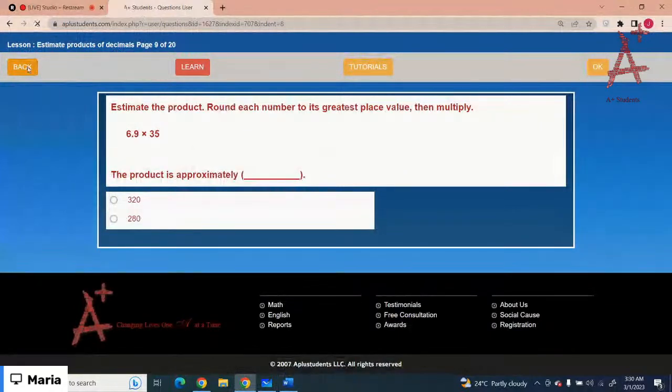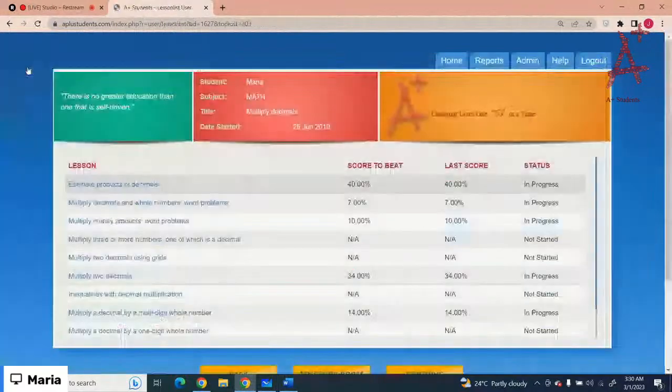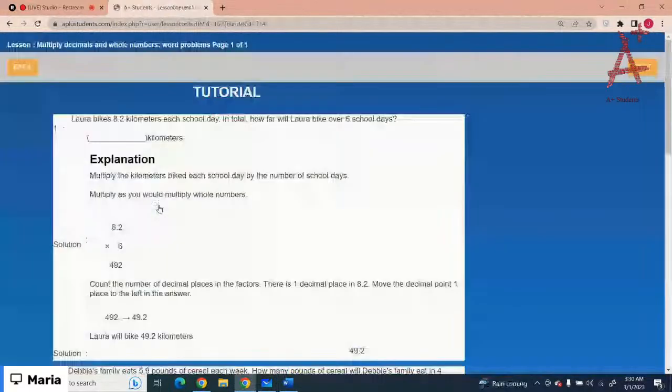And the next lesson is multiply decimals and whole numbers word problem. So let's just start with the lesson. Okay, let me just read the question. Laura bikes 8.2 kilometers each school day. In total, how far will Laura bike over 6 school days? So you have to multiply a decimal and a whole number. 8.2 is a decimal and 6 is a whole number. Got it? So it is 8.2 times 6.